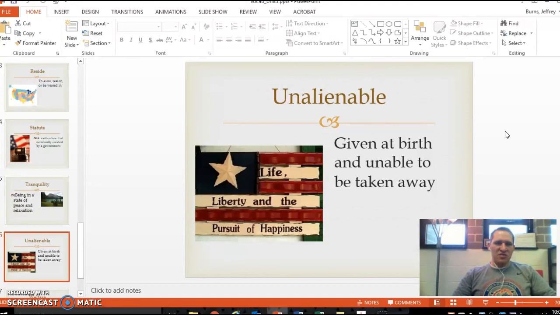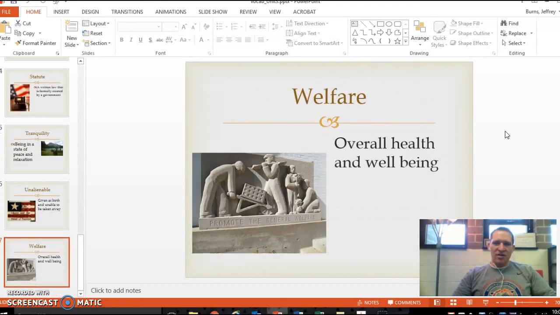All right, and the last word here is welfare. So promote the general welfare is one of our goals of the Preamble, goals of the Constitution, right? Overall health and well-being. We want to promote the general welfare. People have the right to overall health and well-being.